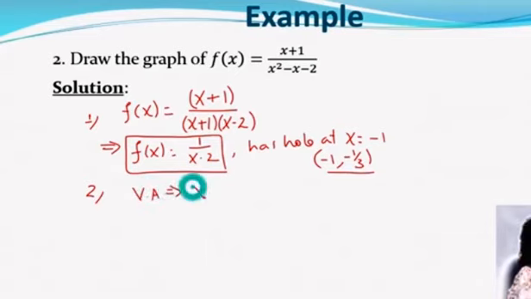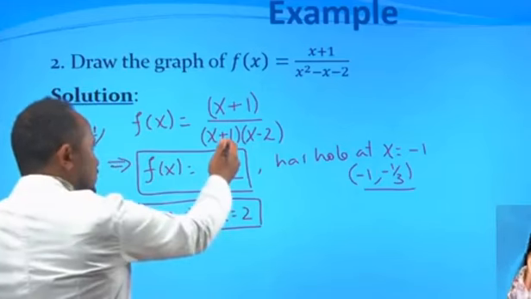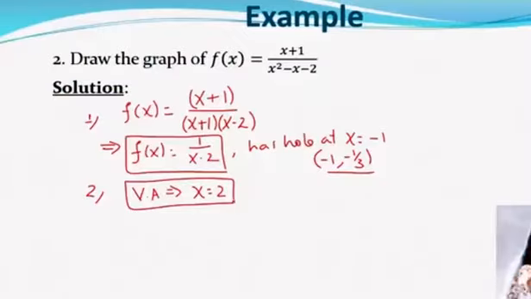Okay, next, check whether the graph crosses the horizontal asymptote. Our graph is f of x, or y, is equal to 1 over x minus 2, and the horizontal asymptote is 0. If you try to determine the intersection of the two, they do not intersect. When you put 0 here, 0 is equal to 1 over x minus 2, it gives you 0 is equal to 1. So the graph does not intersect this horizontal asymptote.